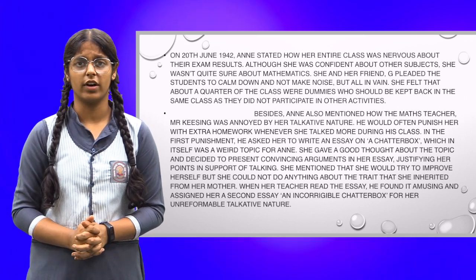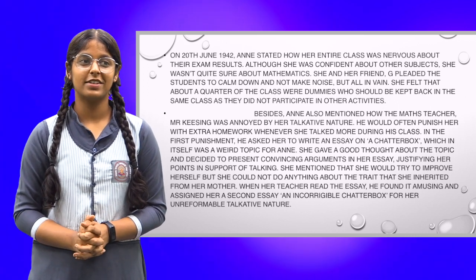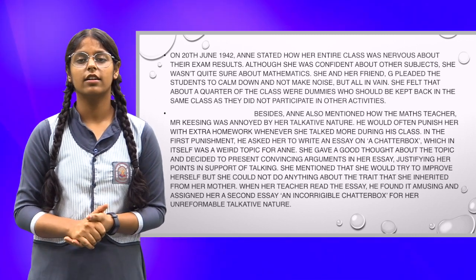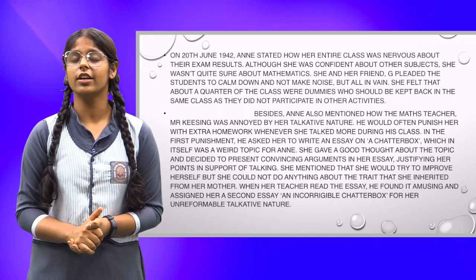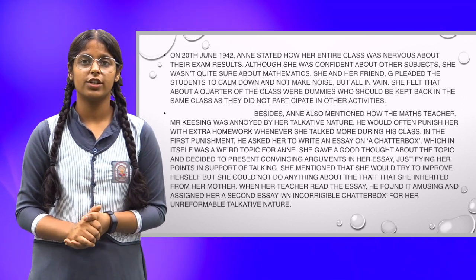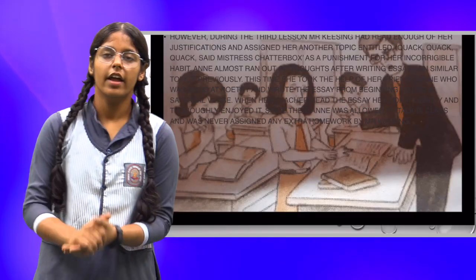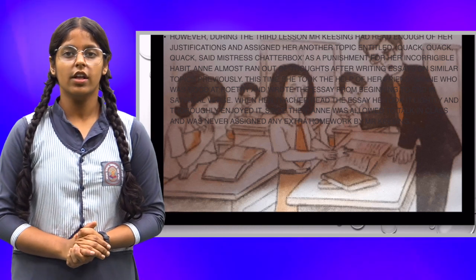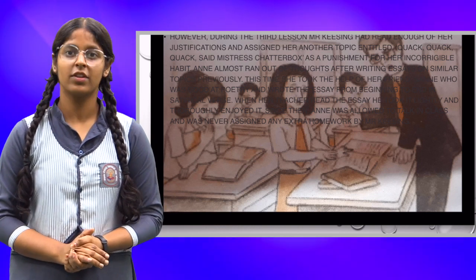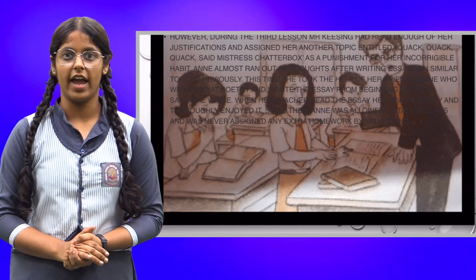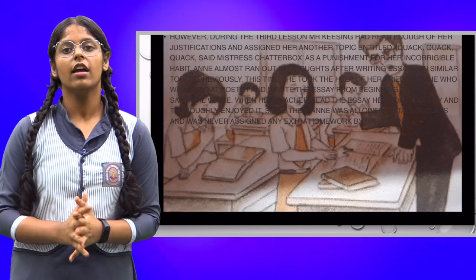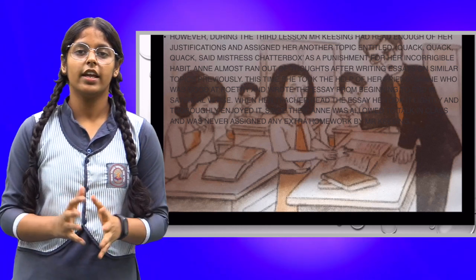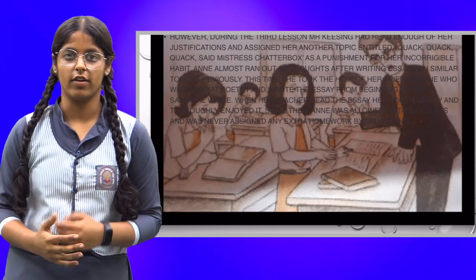She completed her homework and showed it to Mr. Keesing, but he was not too impressed. He told her to do her homework again. She did it again, and this time she took the help of her friends. In her second homework, she wrote a poem on quacking. She showed her homework to Mr. Keesing. Mr. Keesing was impressed and praised her. He allowed her to talk, and after that day, he never gave her a lot of homework.